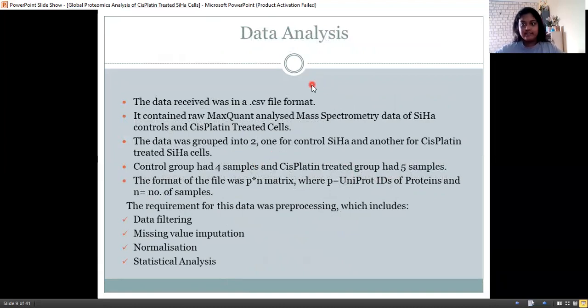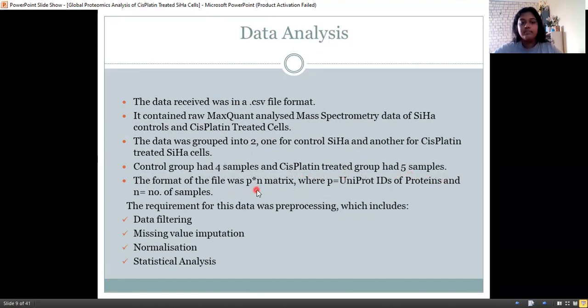Let's get to the data analysis part that I did. The data I received was in a .csv file format, and it contained raw MaxQuant analyzed mass spectrometry data of CHA controls and cisplatin-treated cells. The data was grouped into 2, one for control CHA and another for cisplatin-treated CHA cells. The control group had 4 samples and the cisplatin-treated group had 5 samples.